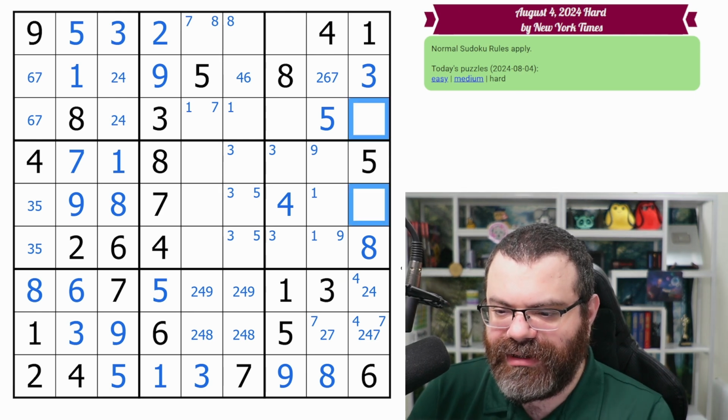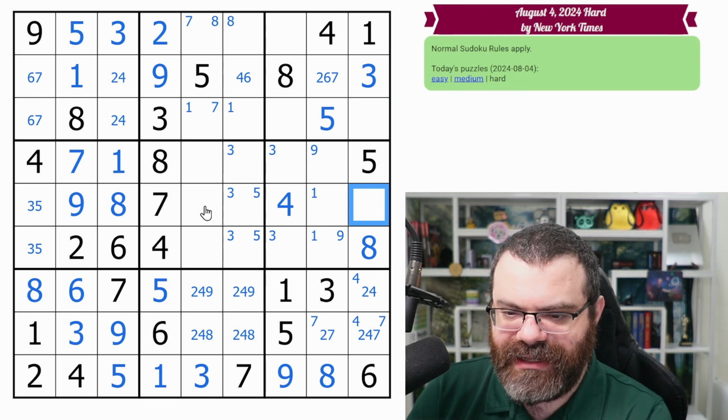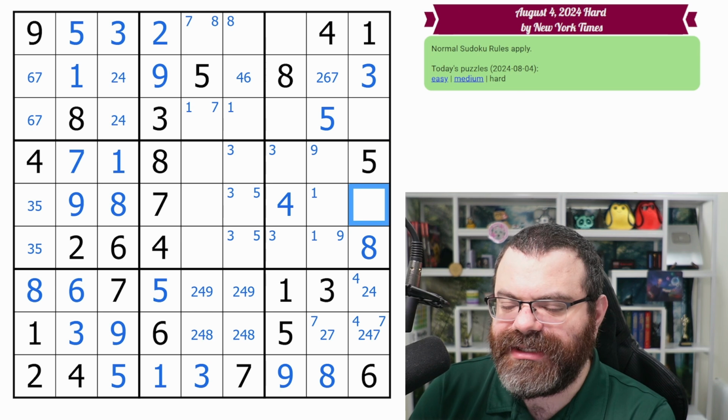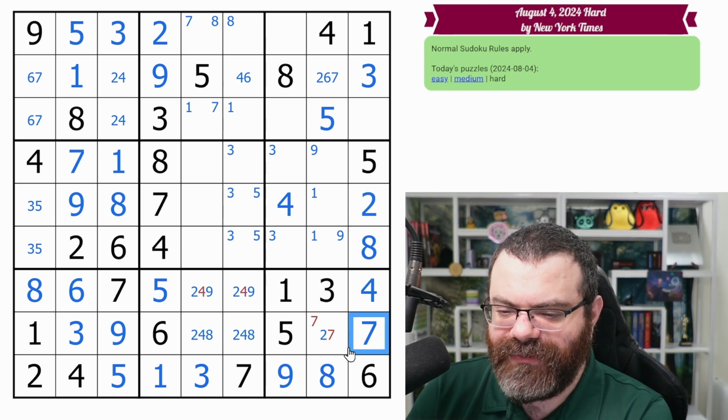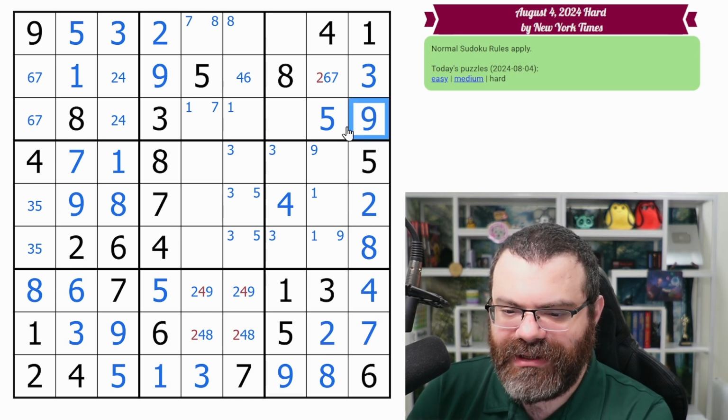In fact, let's look at the whole column. So we need 2, 4, 7, and 9. This cannot be 4, 7, or 9. So I was right. It is restricted. It's a naked 2. That makes that 4, 7, and 2. That makes that a 9 to finish the column.